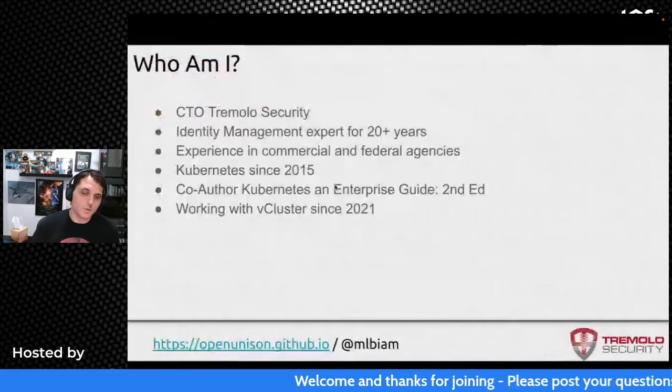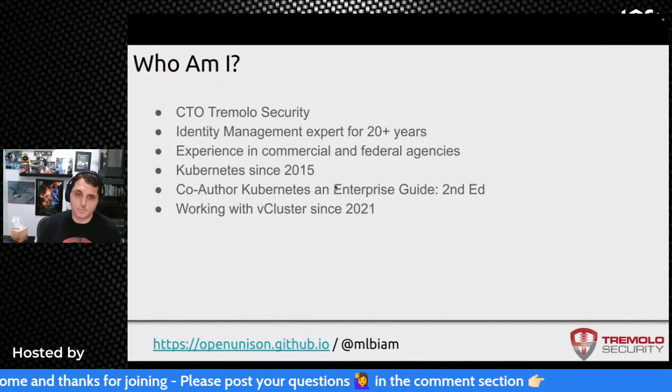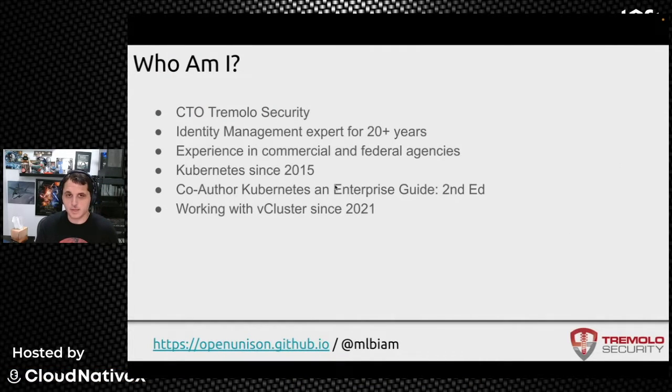There we go. So real quick, who am I? I'm the CTO of Tremble Security. Been doing identity management for 20 plus years in both the commercial and US federal agency spaces. I've been working with Kubernetes since 2015, primarily when OpenID Connect and RBAC came in. So I think that was 1.3. If you have ever asked questions in the Kubernetes Slack about authentication or RBAC or authorization, pretty good conversation, we've talked. I am the co-author of Kubernetes and Enterprise Guide, 2nd edition, and also the co-author of Kubernetes Enterprise Guide, 3rd edition, which is going to be coming out early next year, Q1 or Q2 next year.